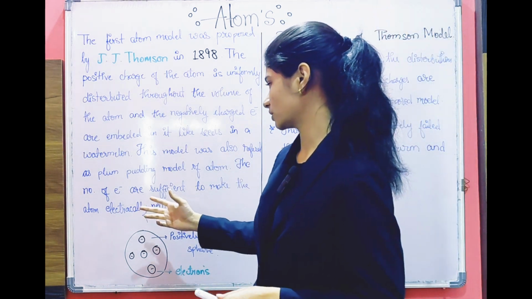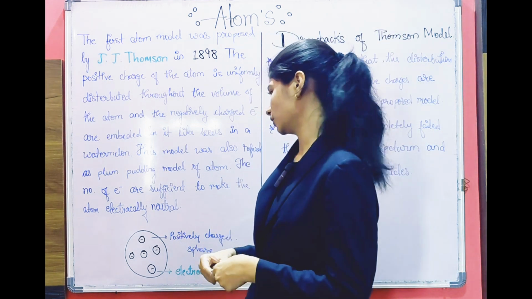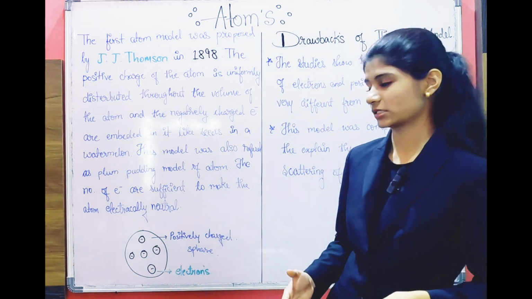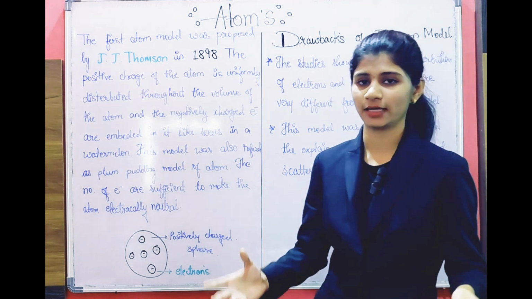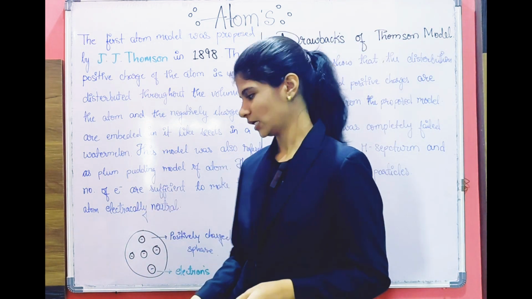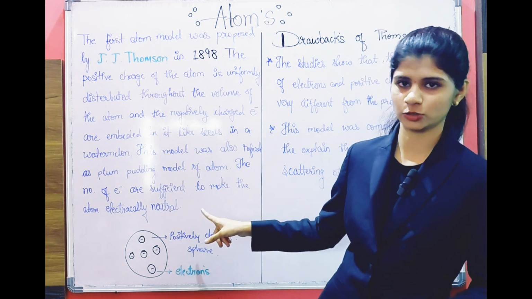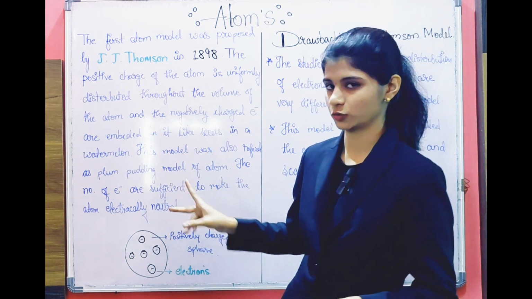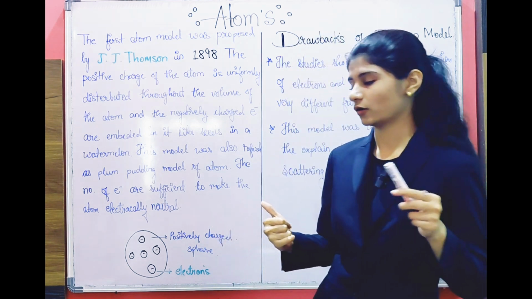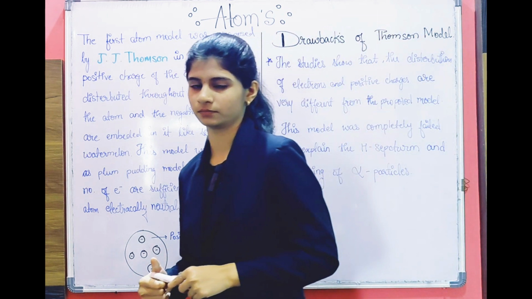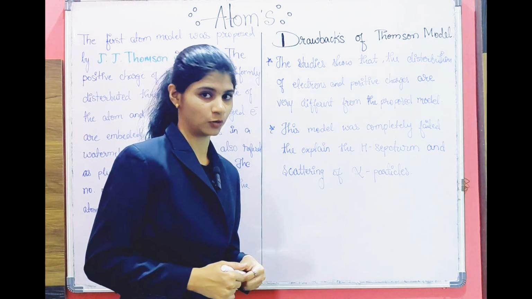The number of electrons is sufficient to make the atom electrically neutral. Keeping this diagram in your mind, you have to write this definition. This definition has two names, J.J. Thomson atom model and also plum pudding atom model. Right. So let us see what the drawbacks of this Thomson model are.